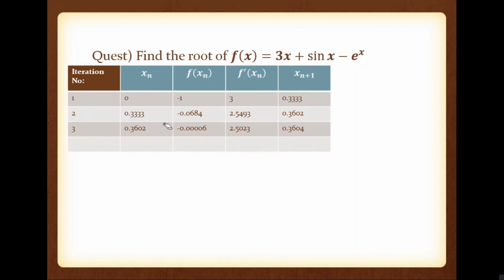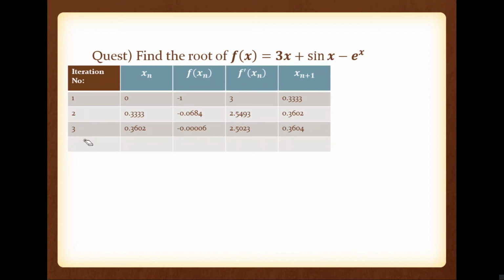You can see that for that xn itself, the value is very small. But if you are rounding this, we are asked to use 4 significant digits. So using 4 significant digits, this will be minus 0.0001. We have to write it as minus 0.0001 because we are using 4 significant digits. Now f dash of xn is 2.5023. So xn plus 1 is equal to 0.3604. This is the xn plus 1 value during the third iteration.